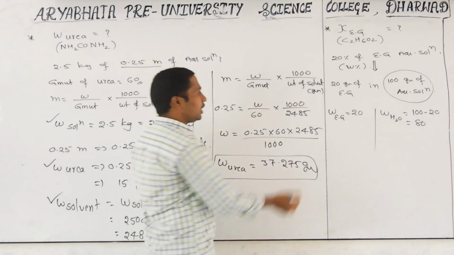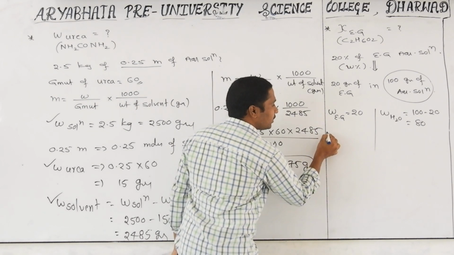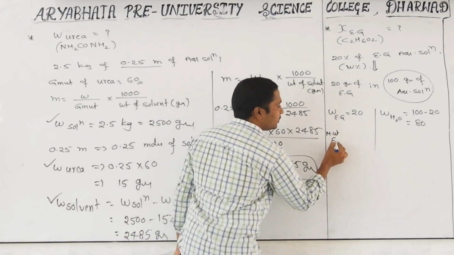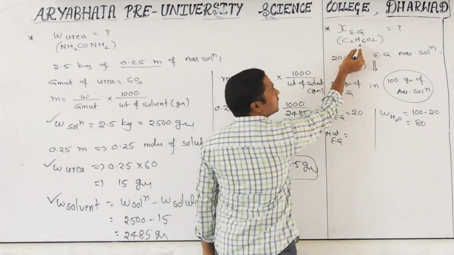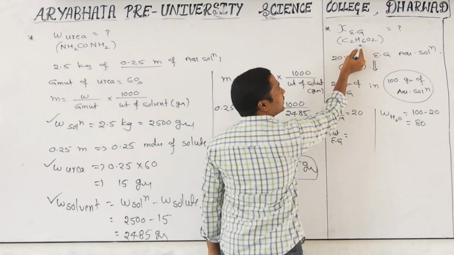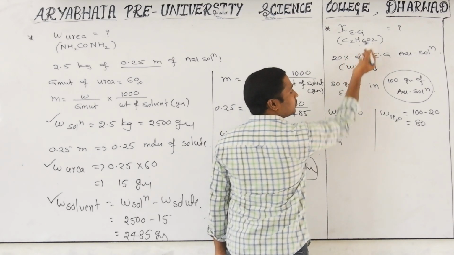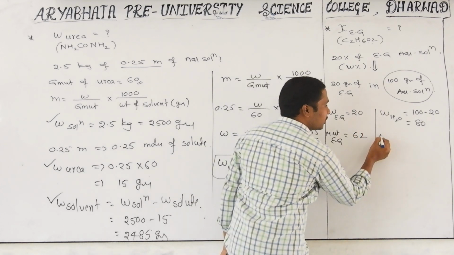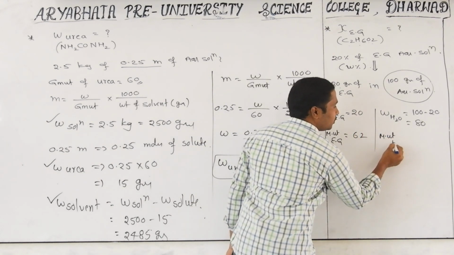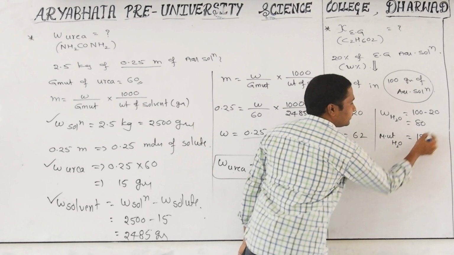Now, find out molecular weight of ethylene glycol. From its formula, I have to get it. 2 times 12 is 24 plus 6, that is 30. 30 plus 32 is becoming like 62. Okay, I want to find out the molecular weight of water. I think you know very well it is nothing but 18.